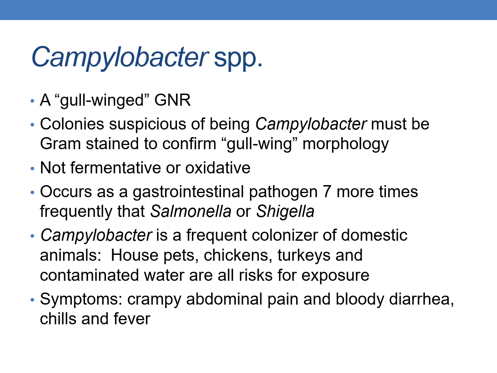Campylobacter occurs as a gastrointestinal pathogen 7 times more frequently than does Shigella or Salmonella, so it is common. Campylobacter is a frequent colonizer of domestic animals such as house pets, chickens, turkeys, and in contaminated water. These are all ways a person can get exposed to Campylobacter. Some symptoms of Campylobacter would be cramping abdominal pain and bloody diarrhea, chills, and fever.